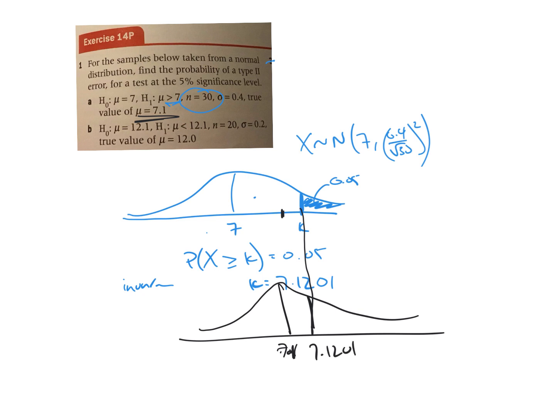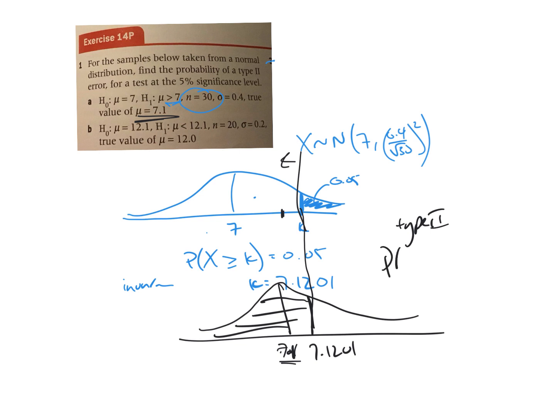7.1201, this side here is my probability of a type 2, because it's the probability of failing to reject the null hypothesis. So I fail to reject when my value is on that side of that line. But this is the normal curve I actually consider.